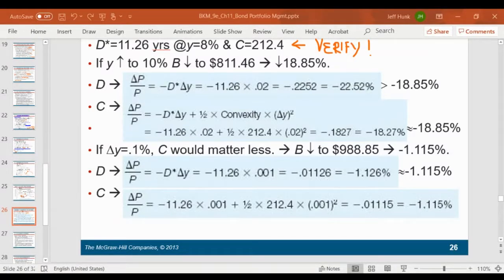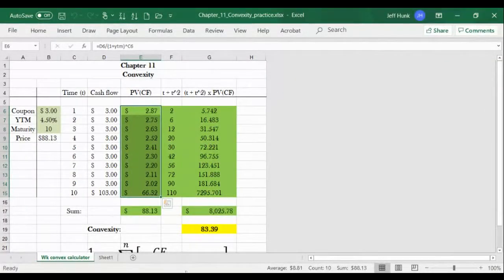Okay, so let's do this Excel file, which you will find in the course materials folder, the lecture materials. Let me just quickly show you where. I think the file name is convexity. It's in the lecture notes folder, right? The file name is chapter 11 convexity practice. Okay, you will find it there.